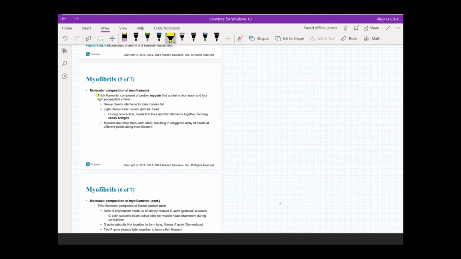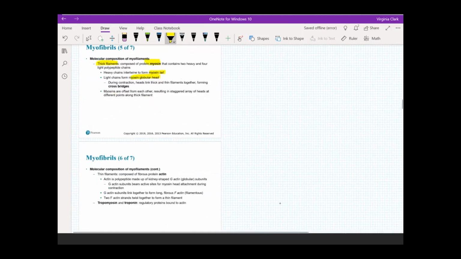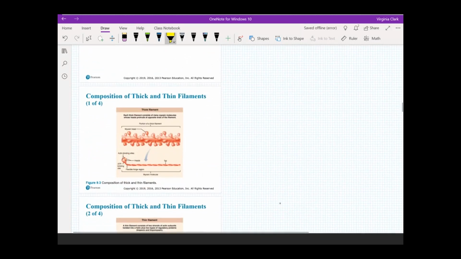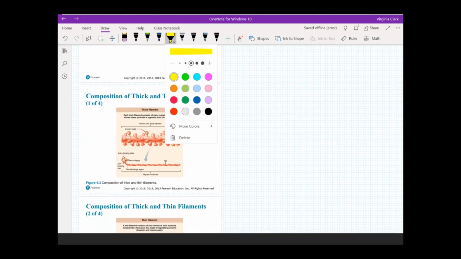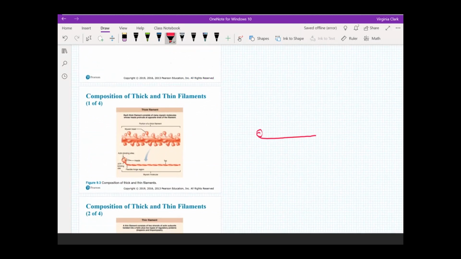Our thick filament, which is our myosin, has a myosin tail and a globular head. When you put all of these together, you get a staggered array of heads pointing in different directions. So here is my golf club example, a little bit late to the game. Here is my myosin head, all looking like this. Remember, they are staggered and on both sides of the tail. So this is what it looks like.